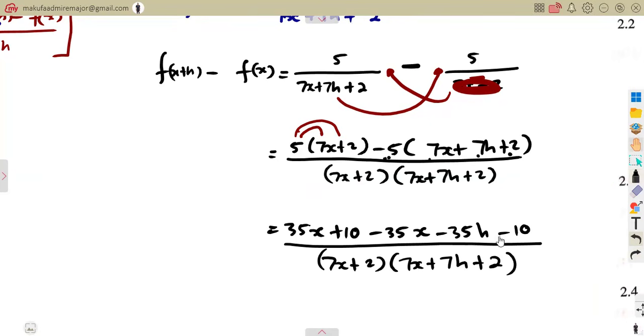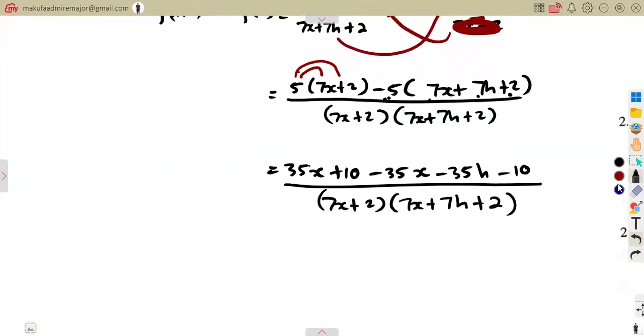Okay. We can simplify. Remember, we are still adding, we are still under the same fraction, combining what we are given there. So you can see they're like terms, 35 minus 35, 10 minus 10. So that was going to be minus 35h remaining.